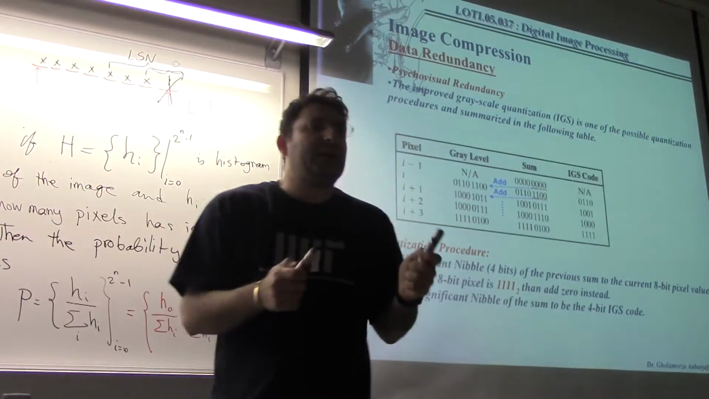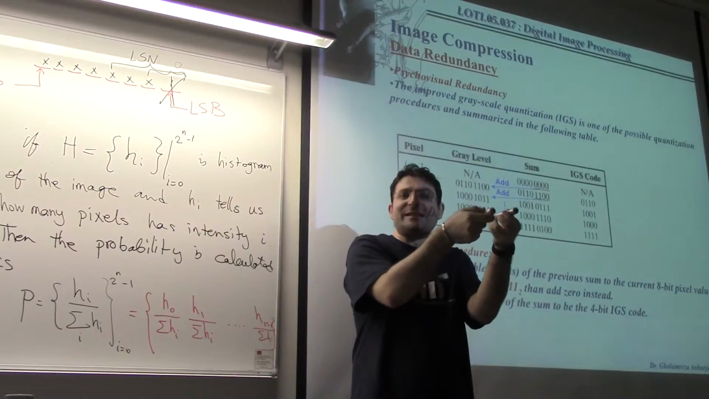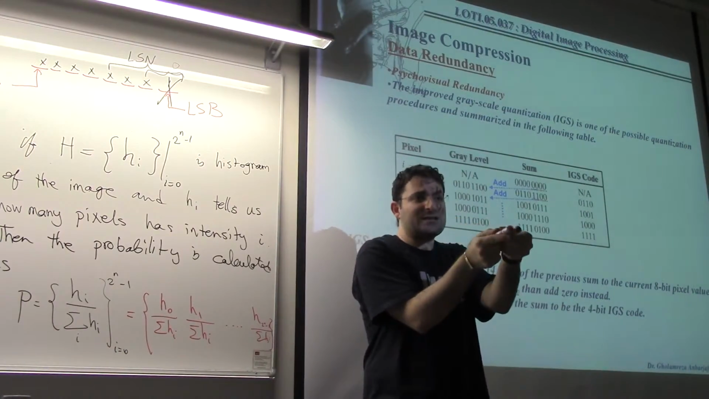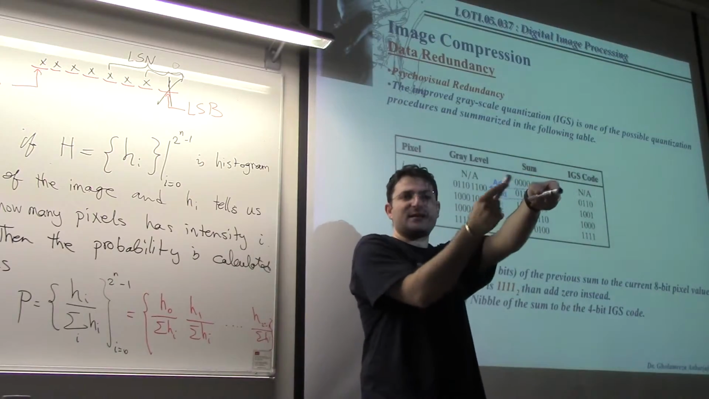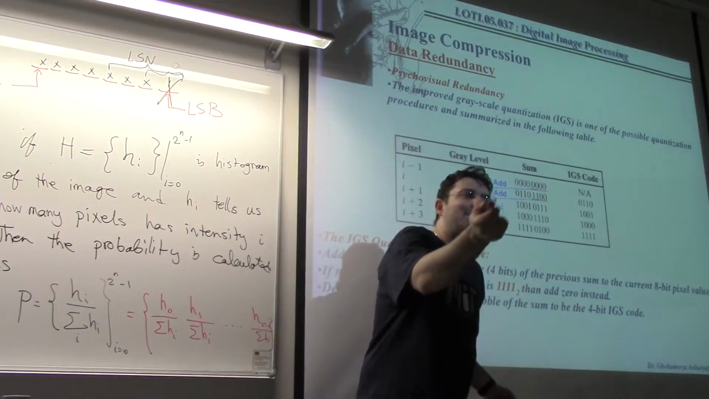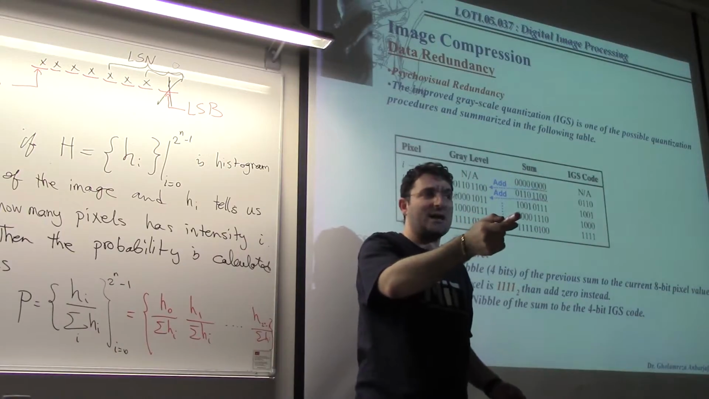What happens here is, when we are killing the least significant nibbles, we start to make some jumps. And because of these sudden jumps, we have this contouring effect. If I make these jumps smaller, then I can have a smoother transition. This is the whole thing that the IGS tried to say.